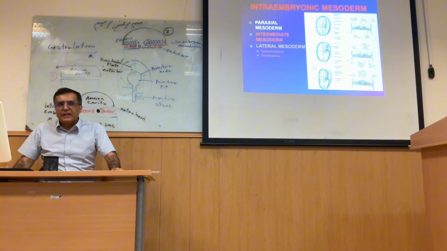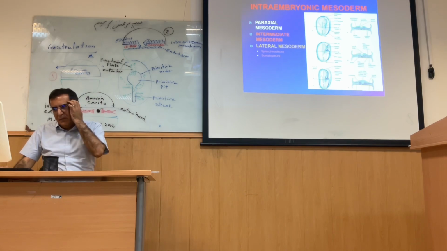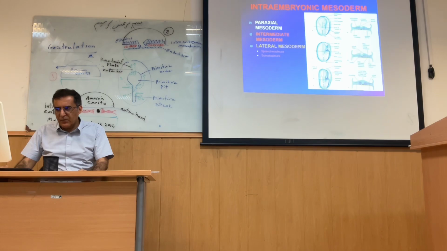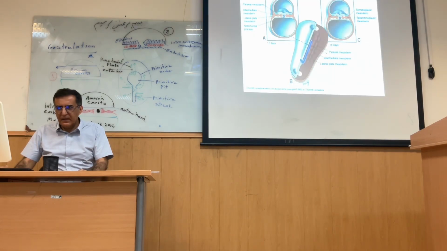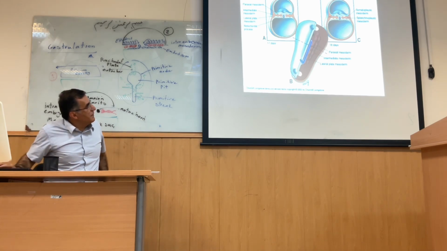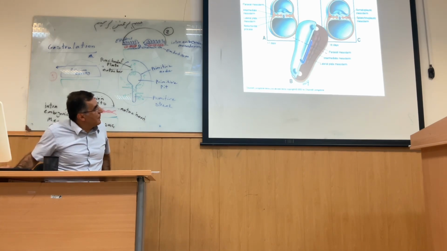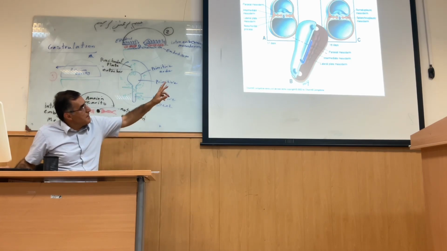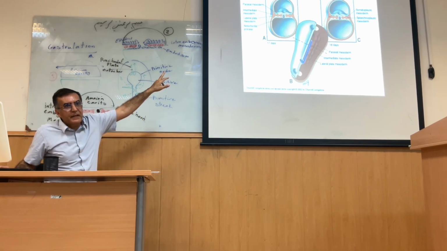Paraxial mesoderm, intermediate mesoderm, and lateral plate. I will tell you next session that these are all divided further into somites and the somatic and splanchnic layers. Again, the pictures show how the embryo will look after gastrulation, the top pictures, A. Is it clear? The top, after gastrulation.